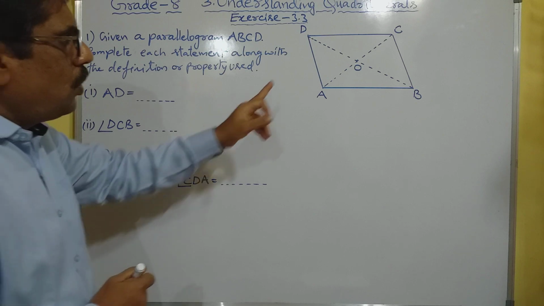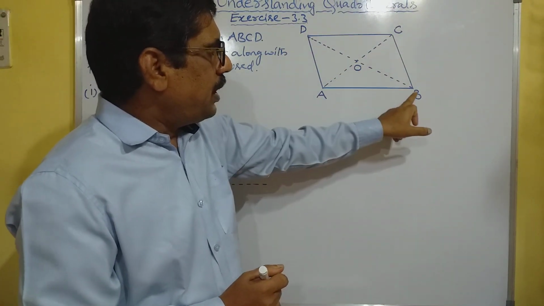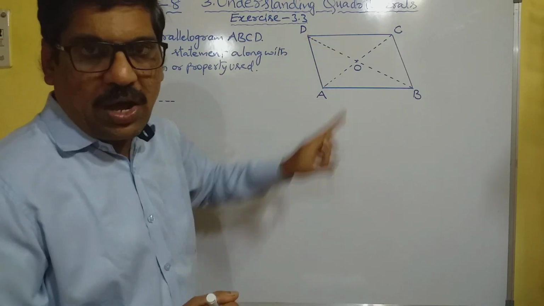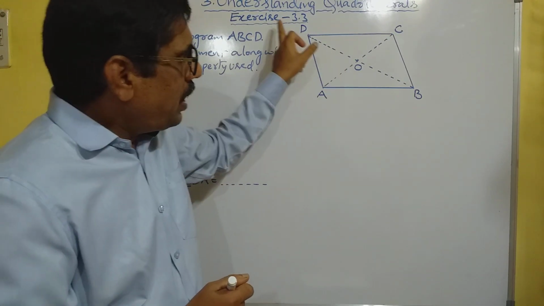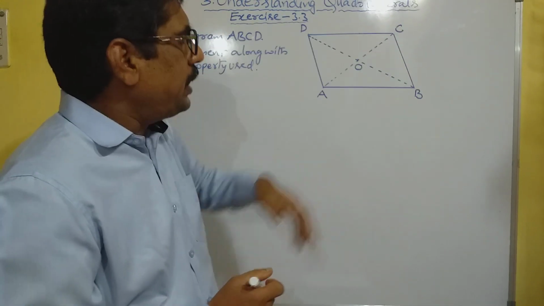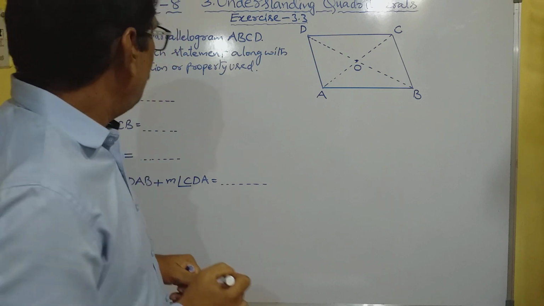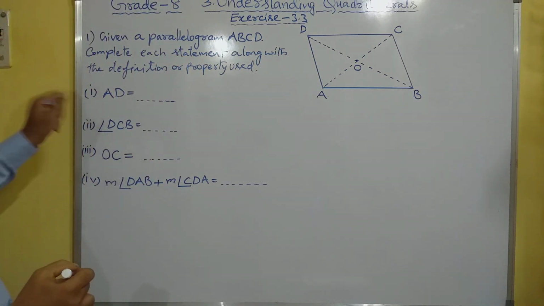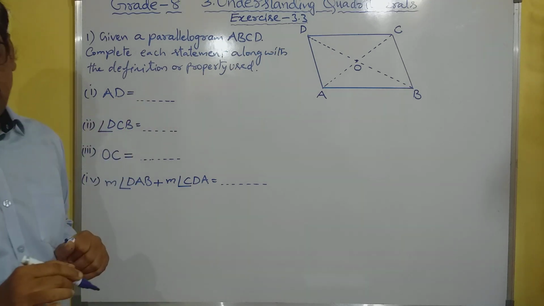Okay, now look at this parallelogram ABCD. Here AC and BD are the diagonals. Here O is the point where the diagonals both intersect. Okay, now look at the given blanks. In the first one, AD is equal to dash.